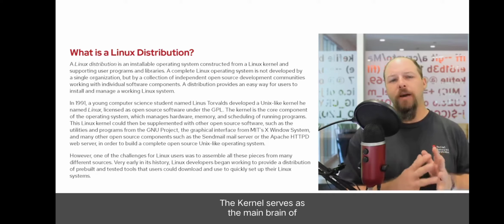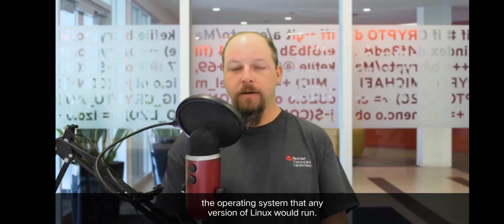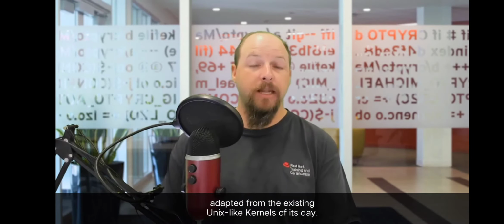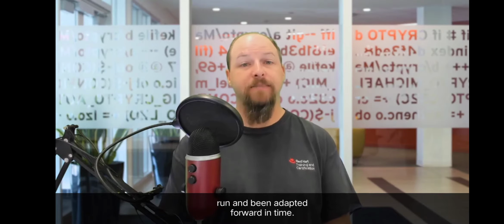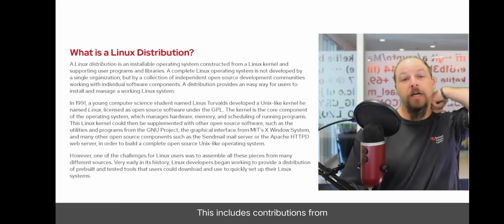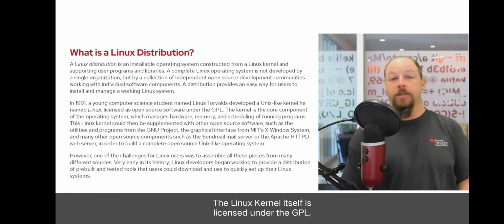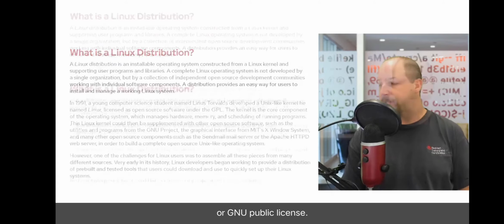The beginning of Linux distributions all started with the kernel. The kernel serves as the main brain of the operating system that any version of Linux would run. Linus Torvalds is the creator of the very first Linux kernel, adapted from the existing Unix-like kernels of its day. Since the early 90s, the Linux kernel itself has run and been adapted forward in time. This includes contributions from all walks of life and all continents of the earth. The Linux kernel itself is licensed under the GPL, or GNU Public License.